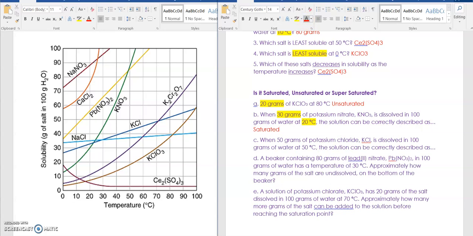If I added more grams of potassium nitrate, I know that it would sink to the bottom, it would not dissolve, which means that it would become supersaturated if I added more than 30, according to this solubility curve.